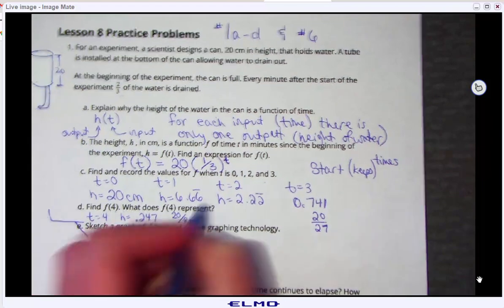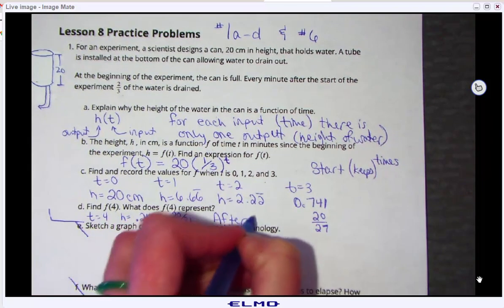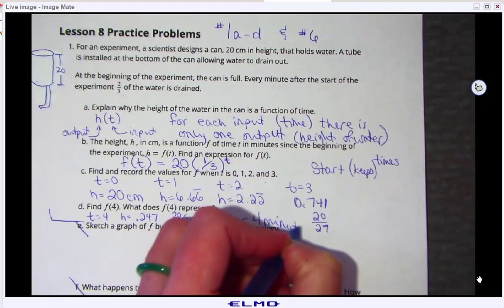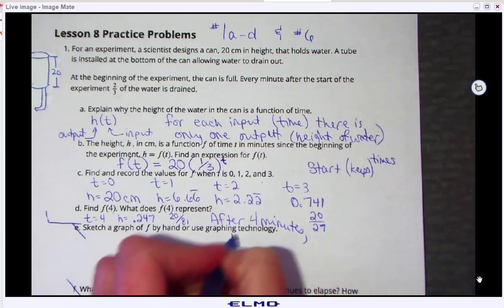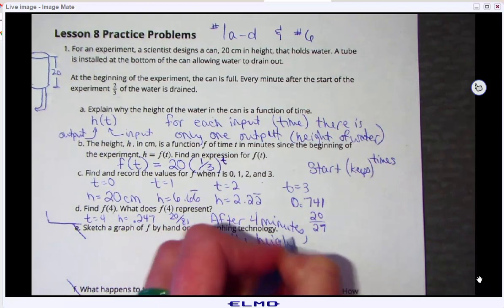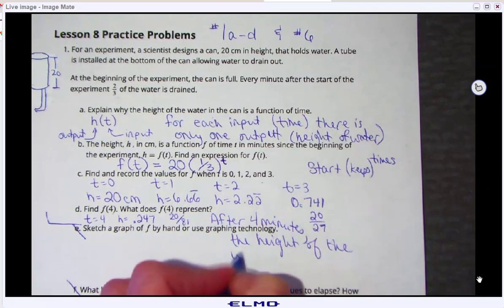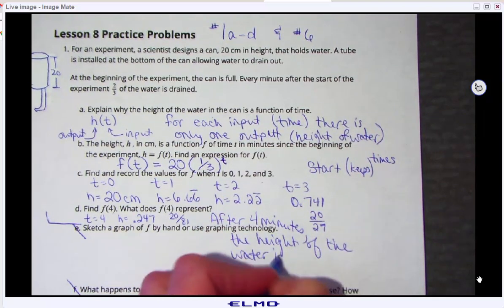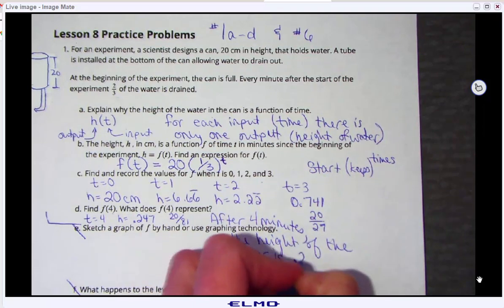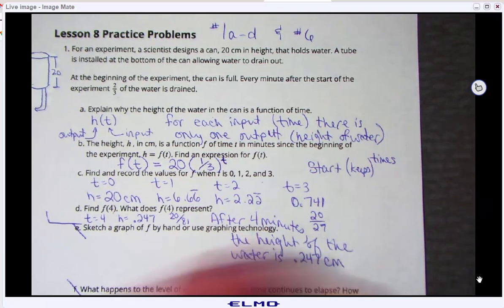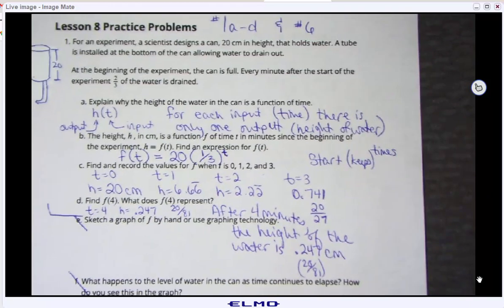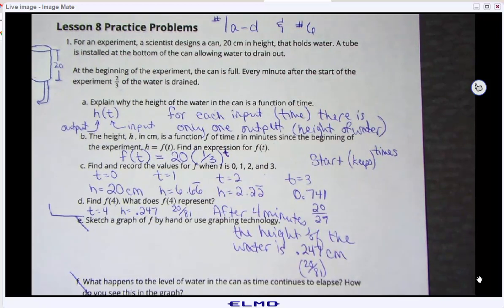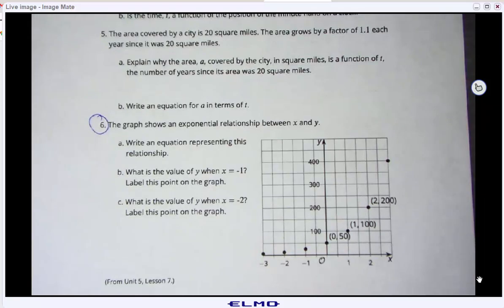So I'm going to write a sentence that says that. After 4 minutes, sorry, I kind of ran out of room here. The height of the water is 0.247 centimeters, or 20 over 81 if you want to be nice and exact. Nice. All right. So number 1, A through D is done. Let's flip on over and see what question 6 is asking us about.